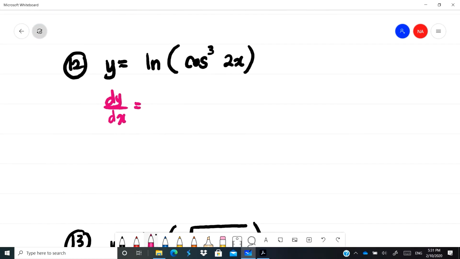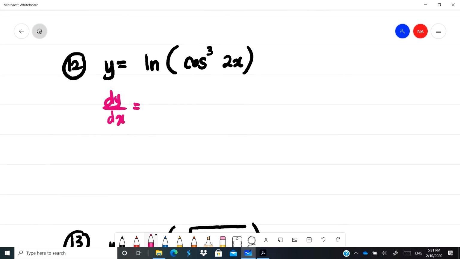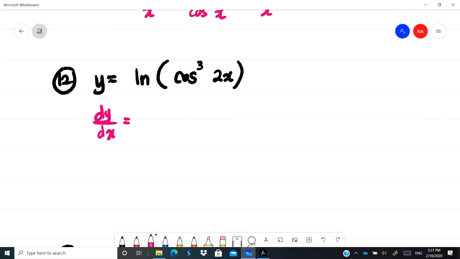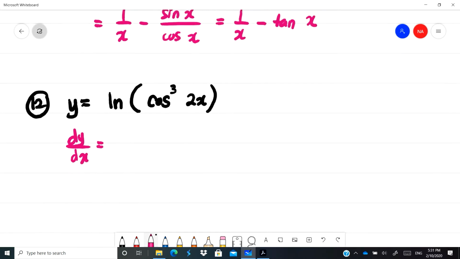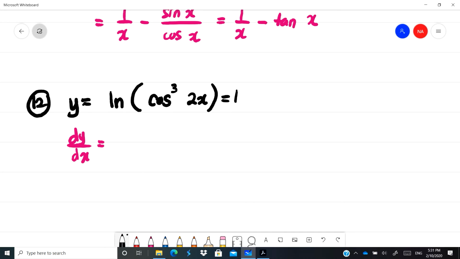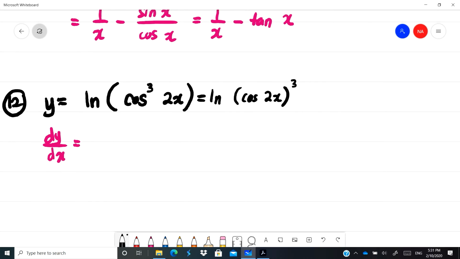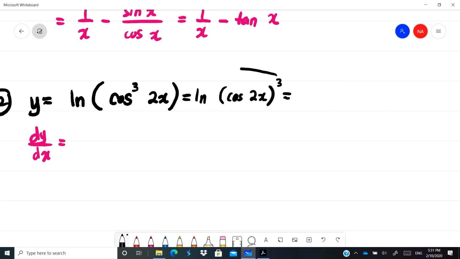Okay, so let's look at question number 12. We have ln of cos to the power of 3 of 2x. All right, there are so many ways of doing this, but one way you can do this is simplifying this ln first. So you have ln of cos 2x to the power of 3. Cos cubed means cos 2x to the power of 3. That's what it means by the power of 3. And using the properties of ln, you can bring this 3 in front here. So this will give you 3 ln of cos 2x, right?